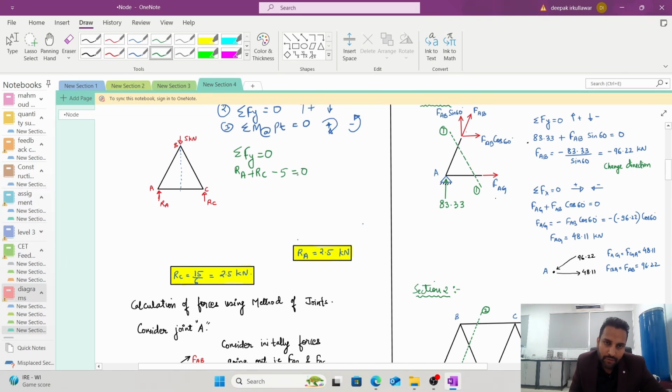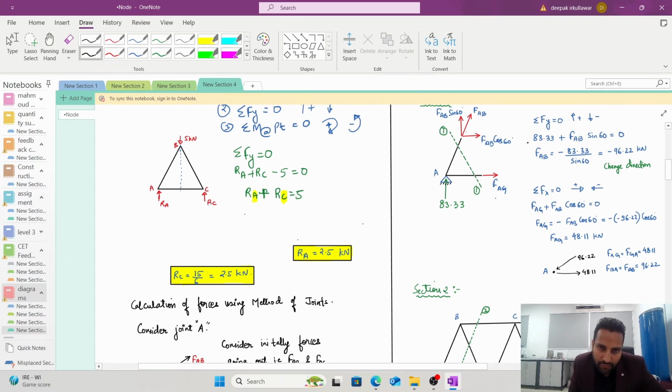So minus 5 kilonewton equals 0. So what we have here is Ra plus Rc equals 5. Now I will take the next equilibrium equation, that is summation of moment at a point equals 0. So which point should I take? Either I should take point A or point C. You can take any one of these 2 points.